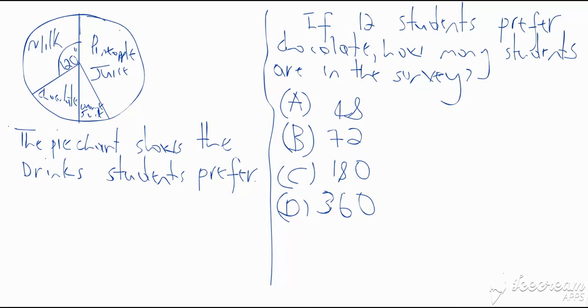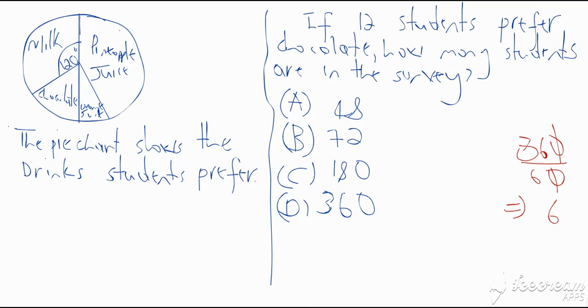Now, there are several ways to do this. So we are saying that 60 degrees would actually represent 12 students. All we simply need to know is how many 60 degrees are inside of 360. So I would go ahead and divide 360 by 60. And of course, that would give me 6. So we know that there are 6 60s in 360 or in one revolution.